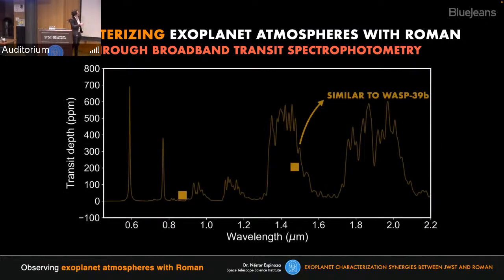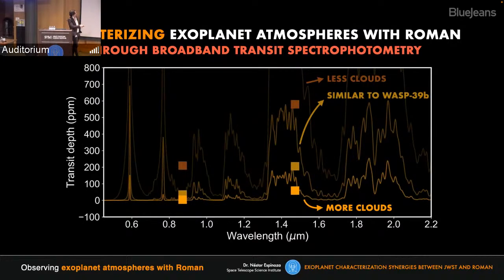So here I'm showing you a similar WASP-39 spectrum to the one I showed you before, but it's just a model, right? You see these blips here, this is just water. And these 2 points mark these 2 bands from Roman. So you see that one is larger than the other, just because of these water features here.